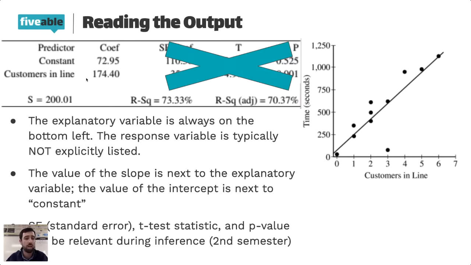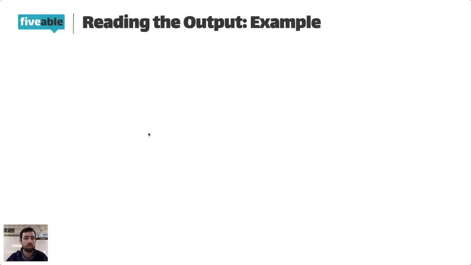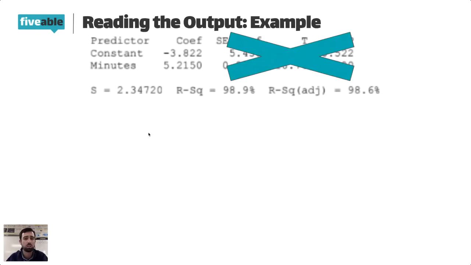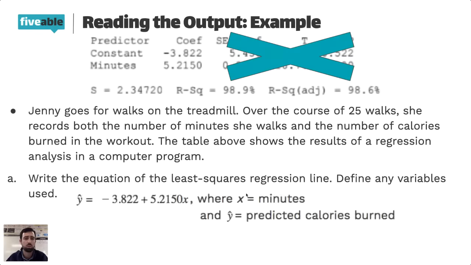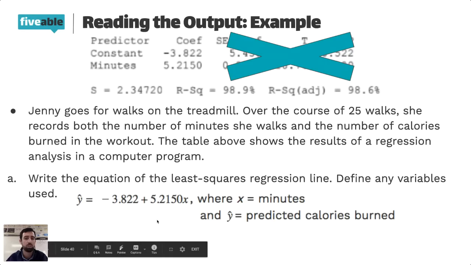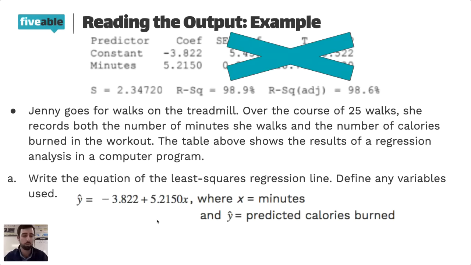The value next to the explanatory variable in the coefficient column is your slope. And then above that, where it says constant, that's your y-intercept. So if we wanted to make this line, or this line right here, we know negative 3.822 is our constant, and 5.21 is our slope, because it's next to our explanatory variable. Make sure if you are creating an equation from computer output, you label all of your x's and y's.